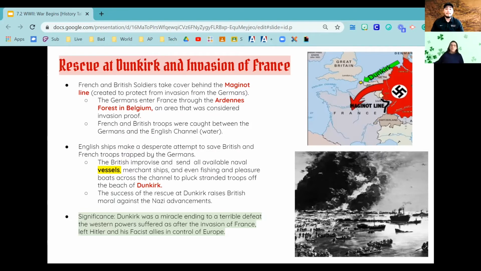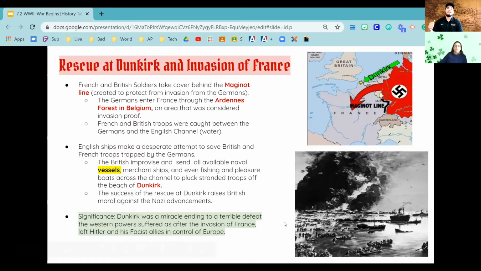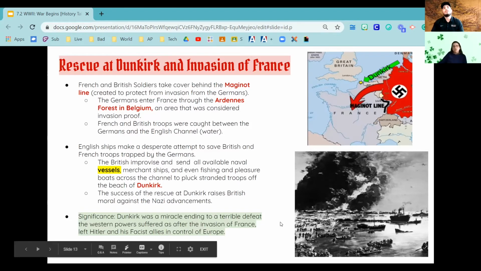Believe it or not, it's somewhat successful, this rescue. They were able to get the majority of the soldiers off of the mainland of Europe, but now it shows the final defeat as the Allied powers are losing their control of Europe. Their last group of soldiers being pushed so quickly out of Europe is now leaving Hitler to have full control of France and anything that follows.